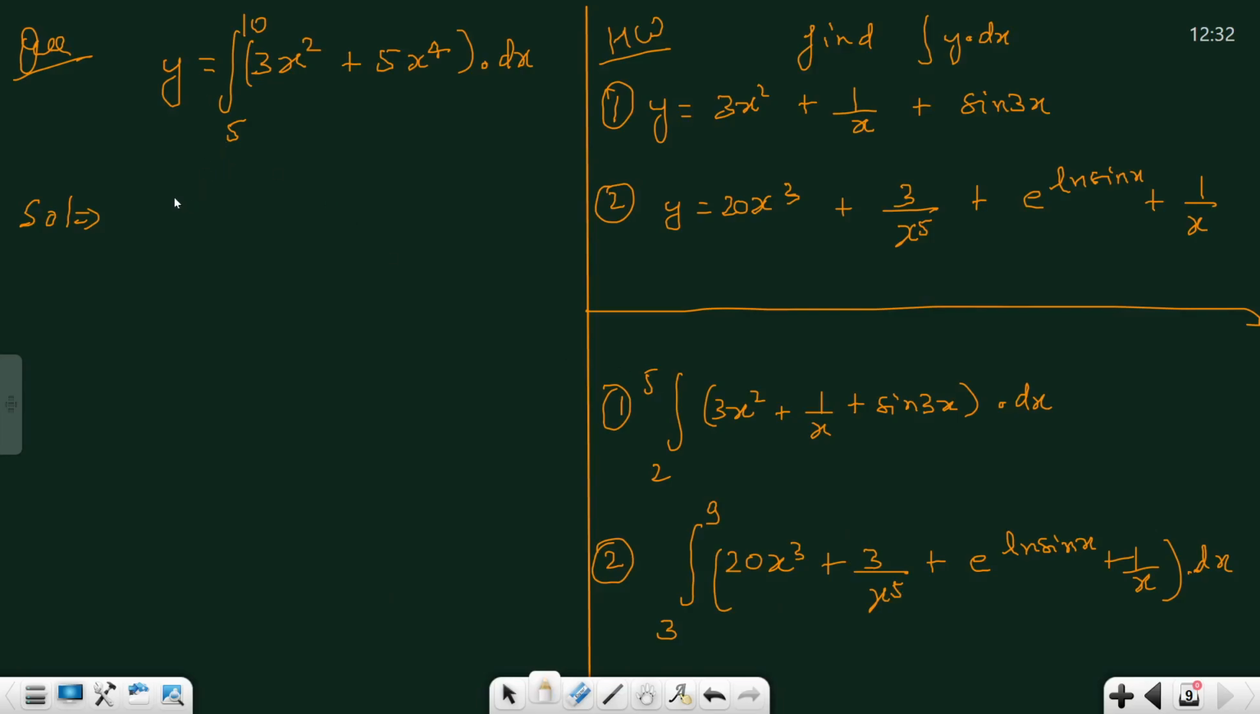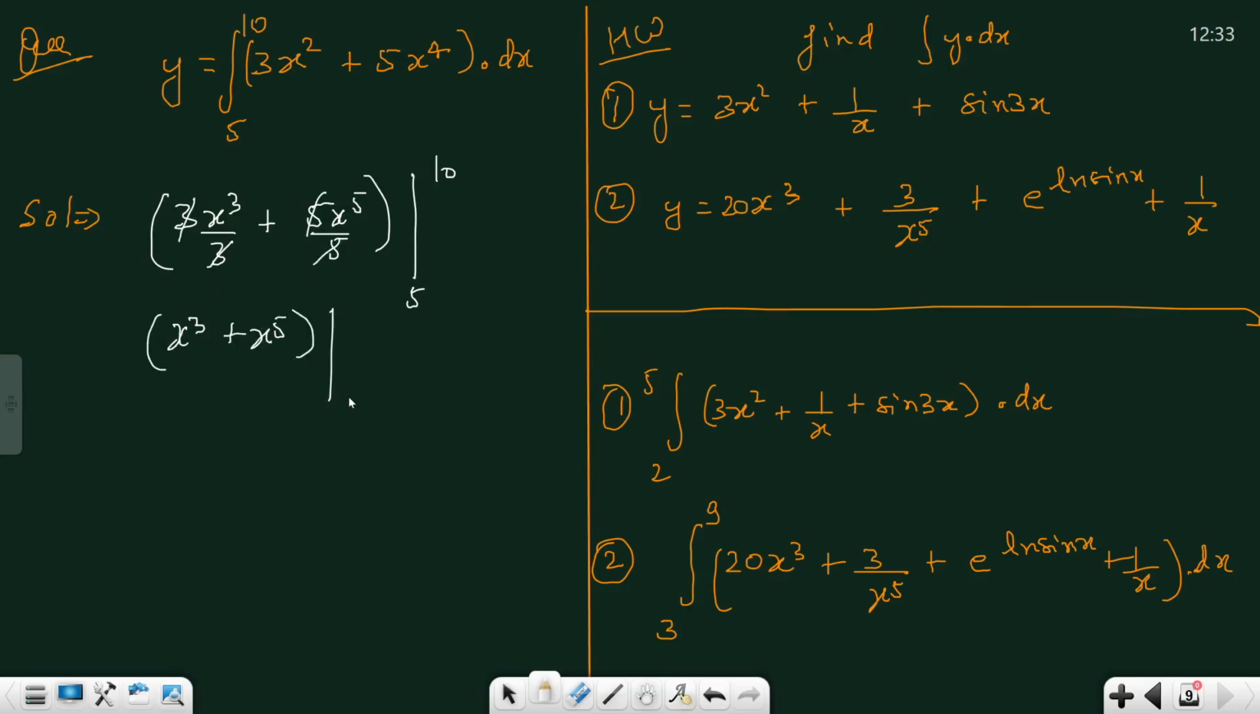कितना आया? So the expression after integration will be 3 x to the power 3 by 3 and 5 x to the power 5 by 5. Is it matching with your answer? Yes. Integration सही है? Yes, sir. So you will eliminate this 3 from 3. ऐसे हो जाएगा. So answer will be x cube plus x to the power 5.